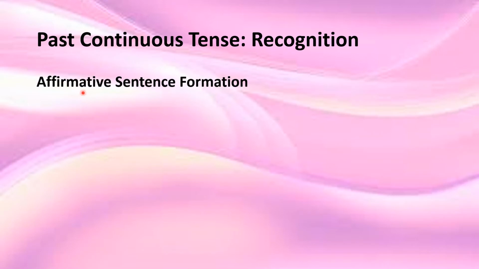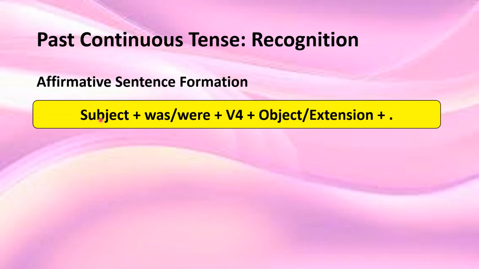Here's the formula for writing affirmative sentence formation of past continuous tense. First, you write the subject, then you write the auxiliary verb, which may be was or were. As you know, if your subject is singular, then you write was, and if your subject is plural or you, then you write were as the auxiliary verb. And after that, the fourth form of the verb, which is also known as the ing form of the verb, is written. And after that, object or extension is mentioned along with the full stop.